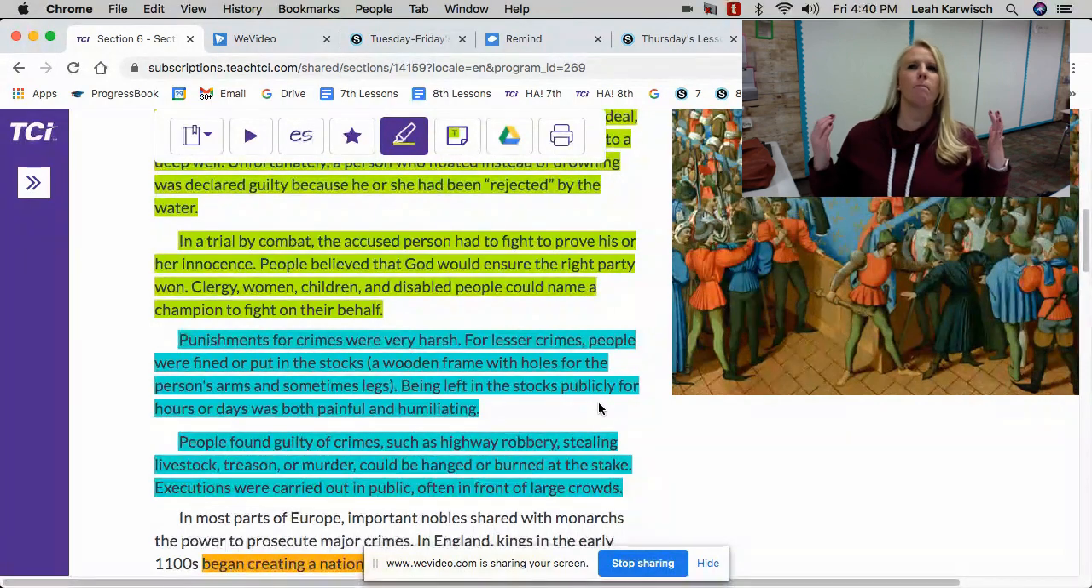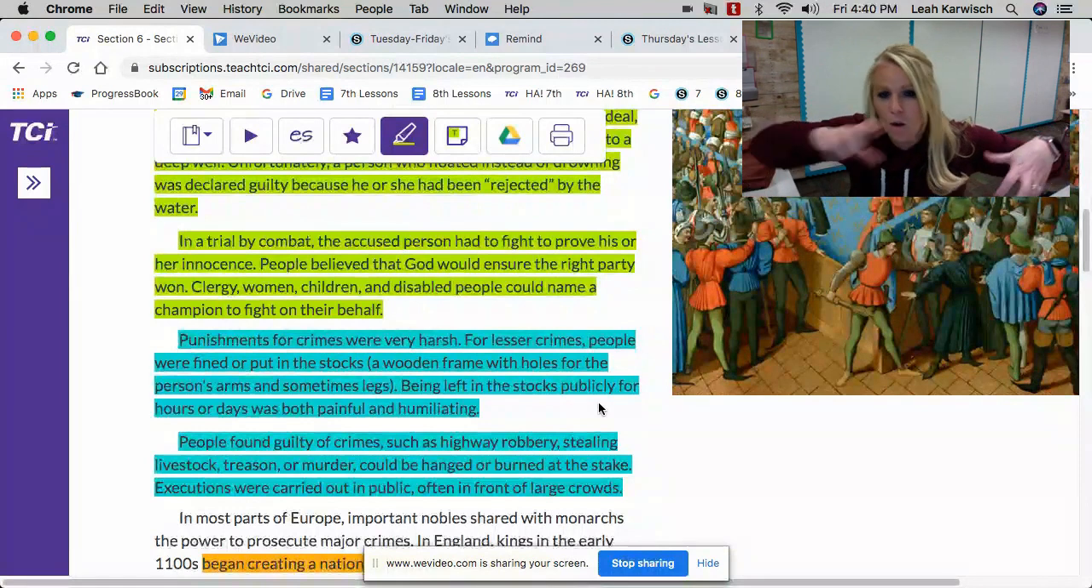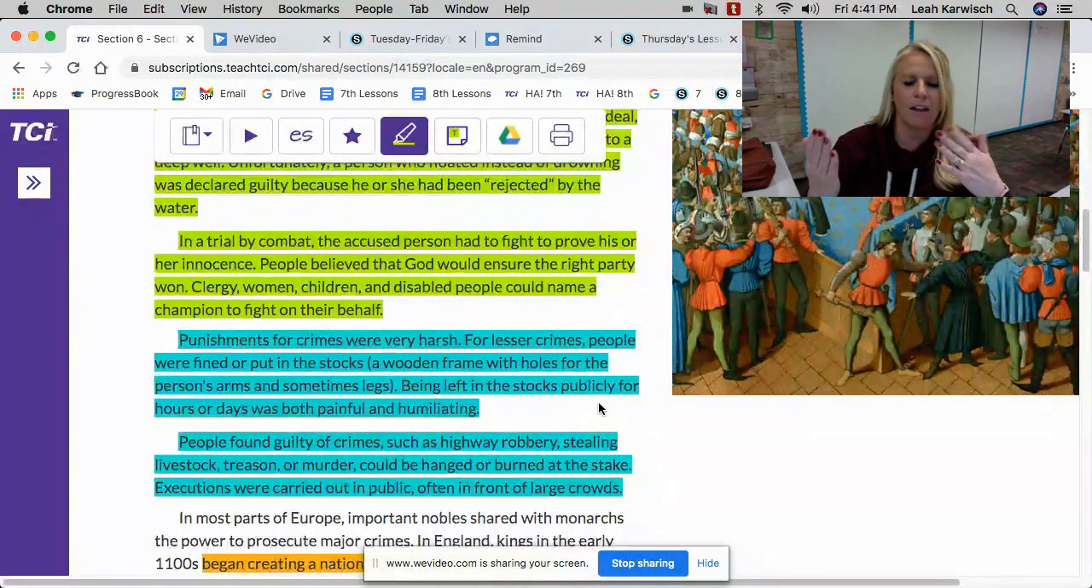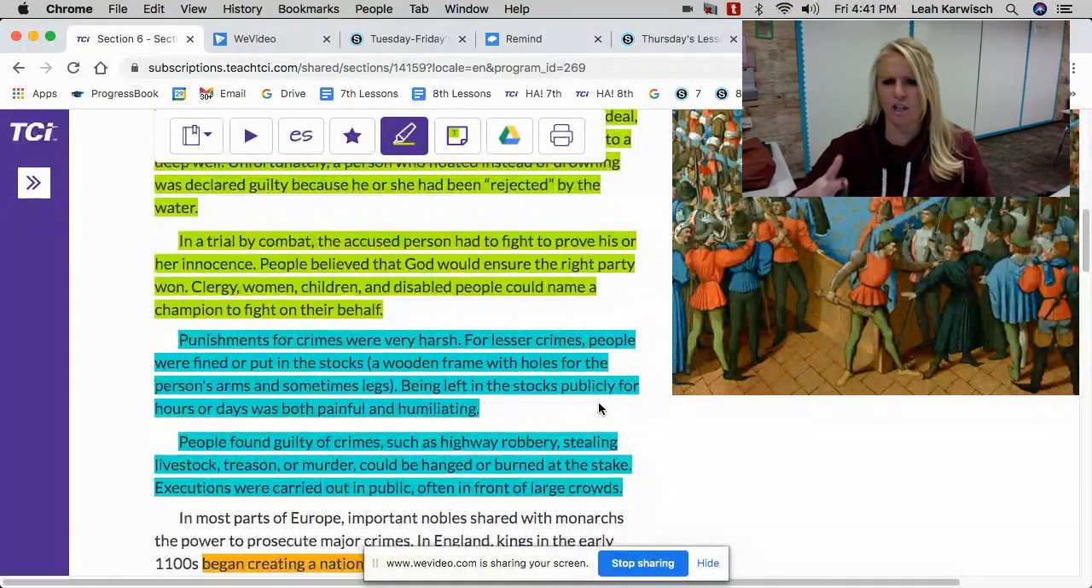I mean, think of how embarrassing it would be to be in the town square and your arms and your head are stuck in this wooden thing that comes down. Think of, again, the Renaissance Festival has these. I think there's even one at Governor Bev. And so people would pass by you. Sometimes they throw rotten vegetables at you, making fun of you. So it's just a humiliating thing for those lesser crimes, okay?